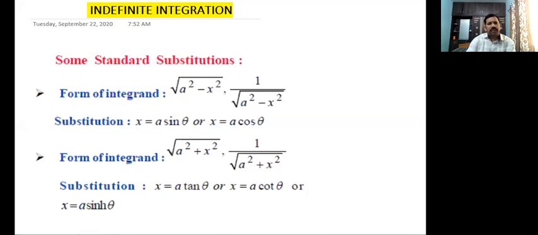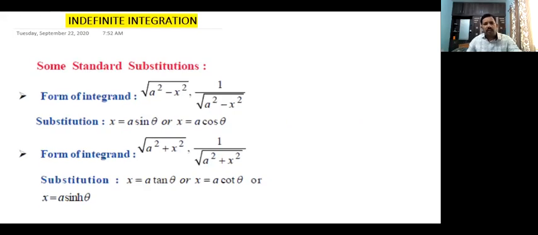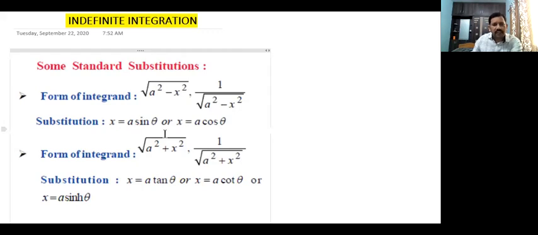Today I am going to discuss indefinite integration problems, some standard substitution methods, and how to identify which value we can take for x. See here. If the function is in the form of 1 by under root a square minus x square, in this case, we can substitute x is equal to a sin theta or x is equal to a cos theta.